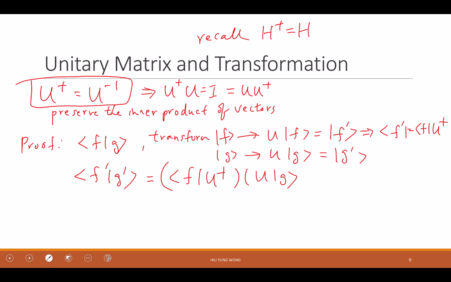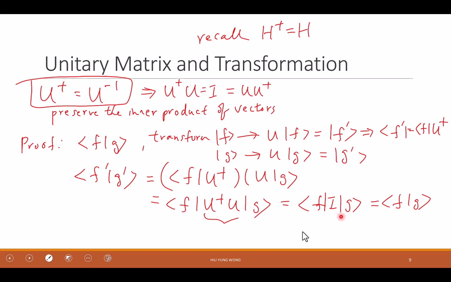Is that clear? Now I can always use the associative rule, right? This is just F, U, dagger, U, G, right? What is U, dagger, U, G if this is a unitary transformation? Identity. And what is the effect of an identity matrix? Its effect is no effect, right? So you see that after the transformation, the inner product is not changed. That's what I want to show you.